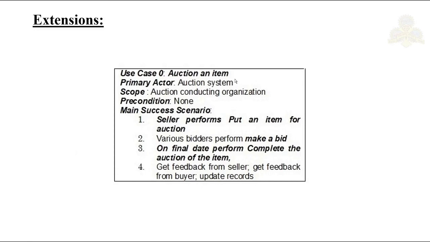Now consider this example wherein the name of the use case is auctioning an item. The primary actor here is the auction system itself. The scope here is the auction conducting organization. This is a subsystem here. There are no preconditions and we have four main success scenarios. These success scenarios will capture the three use cases we saw in the last slide, and apart from that, feedback from the seller and buyer and updating of the records can be done.